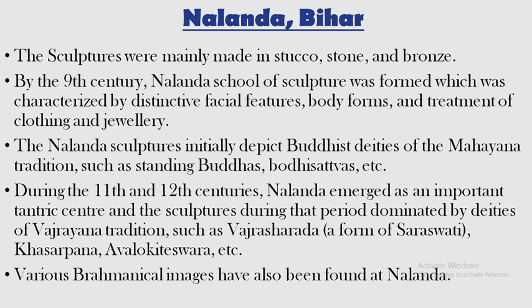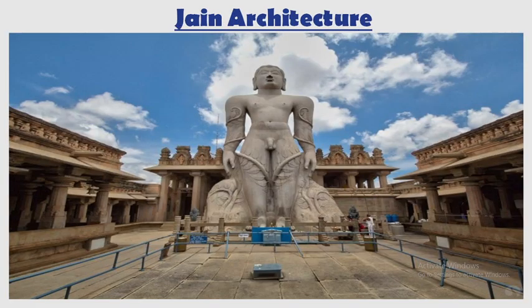During the 11th and 12th centuries, Nalanda emerged as an important tantric center, and the sculptures during that period were dominated by deities of the Vajrayana tradition, such as Vajrasharada, a form of Saraswati, Kasharpana, Avalokiteshvara, etc. Various Brahmanical images have also been found at Nalanda. The next important architecture we are going to study is Jain architecture.